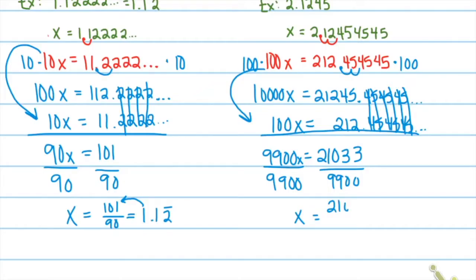Okay, so x equals 21,033 over 9,900. Let me just double check on my handy dandy calculator to see if this number will simplify, because I like simplified answers, and my calculator is saying, I don't understand. So I'm just going to leave it as this. And again, 21,033 over 9,900 is the same exact thing as 2.1245 repeating. Okay, these are the same thing. I was able to write that as a ratio of 2 integers. Therefore, it is a rational number.